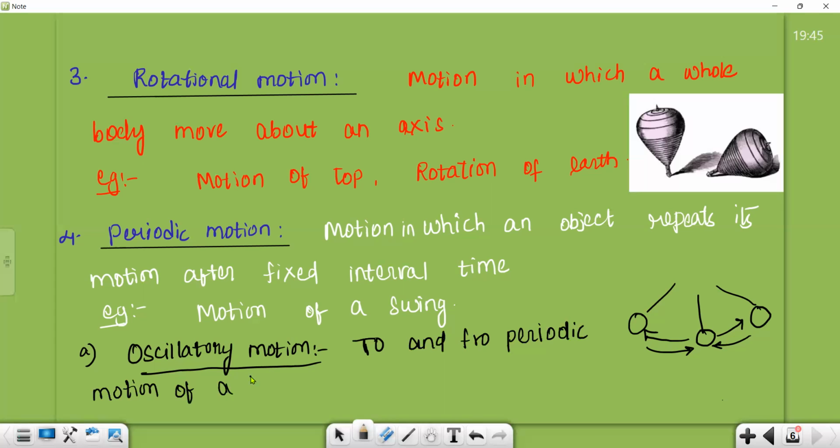Of a body around a fixed point. Isn't it? The point is fixed here. So what can be the example, students? Simple pendulum.